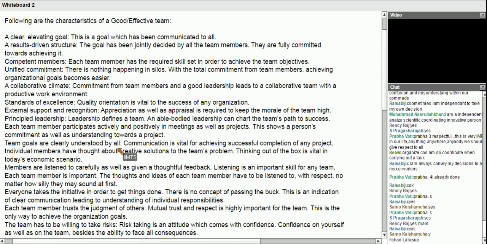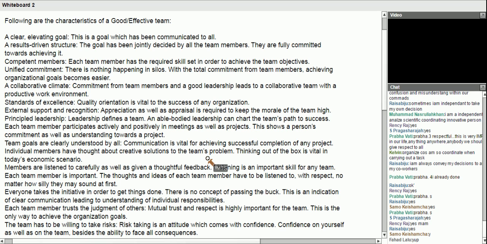Team goals are clearly understood by all, right? So each and every member of the team is important for the project, right? And if any of them is not working well, then the whole team is going to suffer. So if they want to work well, they should understand their goals clearly, right? For that, communication is very important, right? So communication is vital for achieving successful completion of any project.